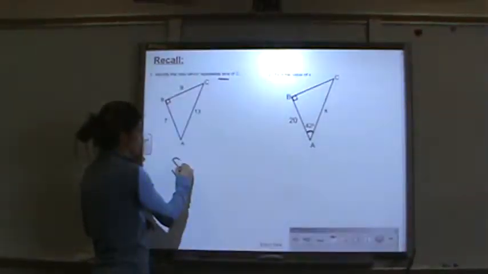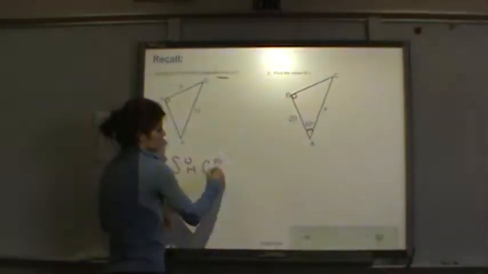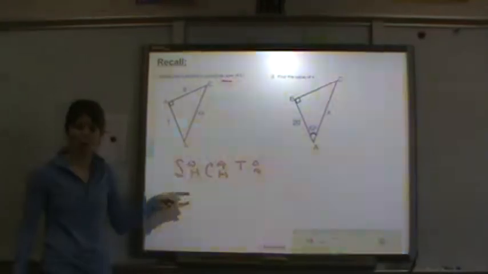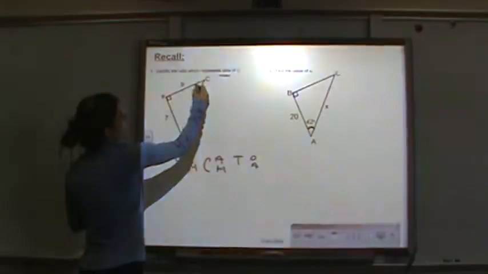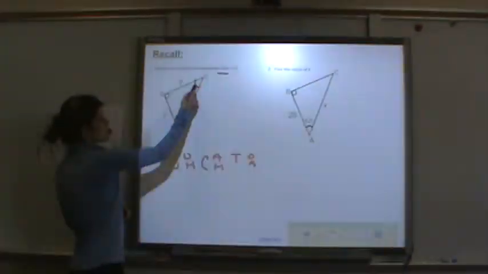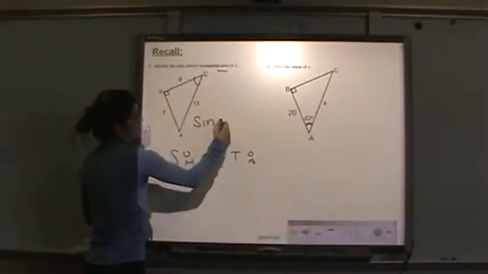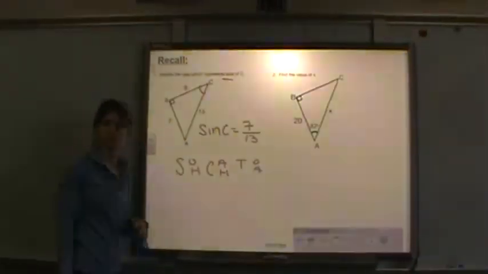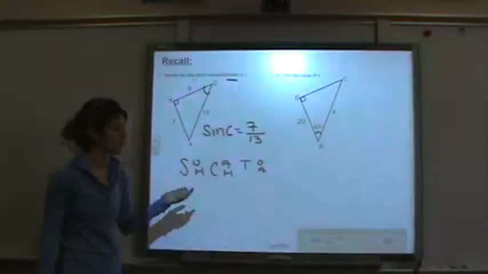So remember our SOH CAH TOA. Okay, so sine is opposite over hypotenuse. So if we're looking at angle C, the opposite side is 7, and the hypotenuse is 13. So that's all we need to do there to represent that as a ratio.